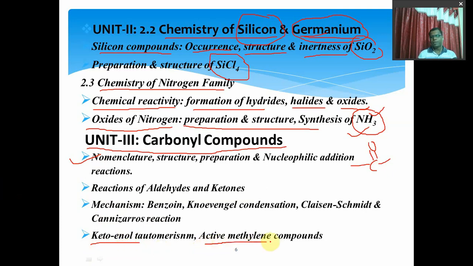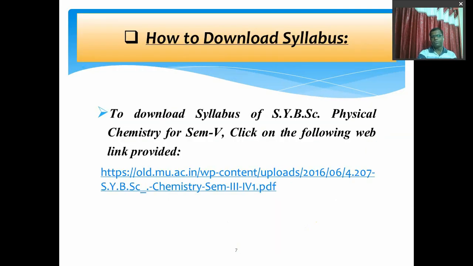And there is one more important concept, the active methylene group. Active methylene, this is the CH2 group. After the loss of hydrogen, if the negative charge is stabilized, then that group is called the active methylene group. If the CH2 group is attached to the carbonyl group, or it is in conjugation with the carbonyl group, then that methylene group is called the active methylene group. So definitely you will study all these things in the carbonyl compounds in unit number 3.